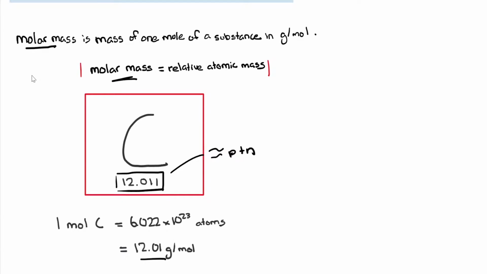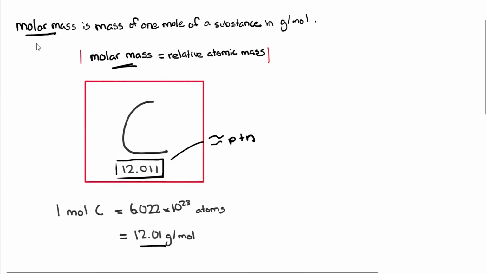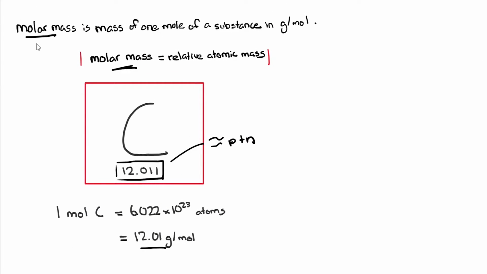And if you're looking at an element, the relative atomic mass is going to be equal to the molar mass of the element. So if this were to be oxygen, you would see 15.999 here, and that would be the molar mass of oxygen. Now let's express this relationship in other ways and try to make it more familiar to what we did in the previous video, which was 1 mole of carbon.